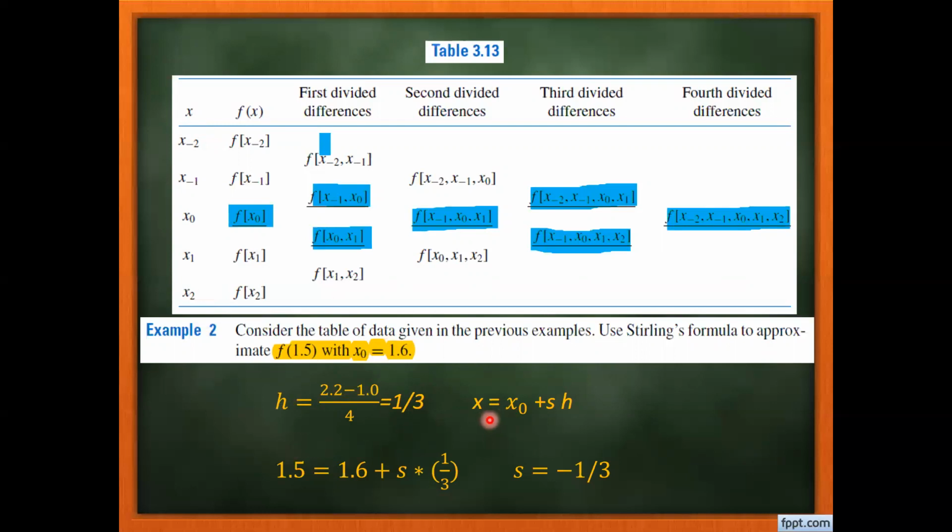Now, in this case, x is equal to x0 plus sh. There is a difference because we have reordered the indexation of our data points. So x0 lies in the middle. We want to calculate x at 1.5, and x0 is 1.6. We are given that x naught is 1.6. We calculate the value of s, which comes to be minus 1 by 3.